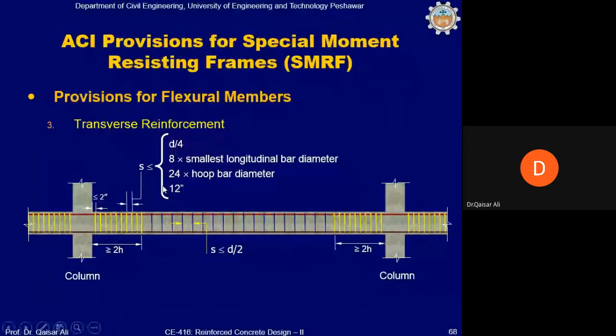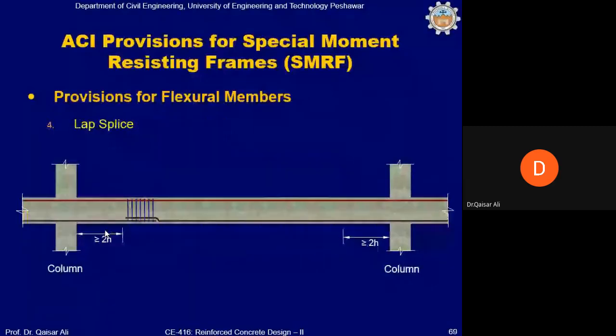So the spacing shall be kept like this, no matter what spacing is coming from the design. And elsewhere, you can keep the maximum spacing d/2.